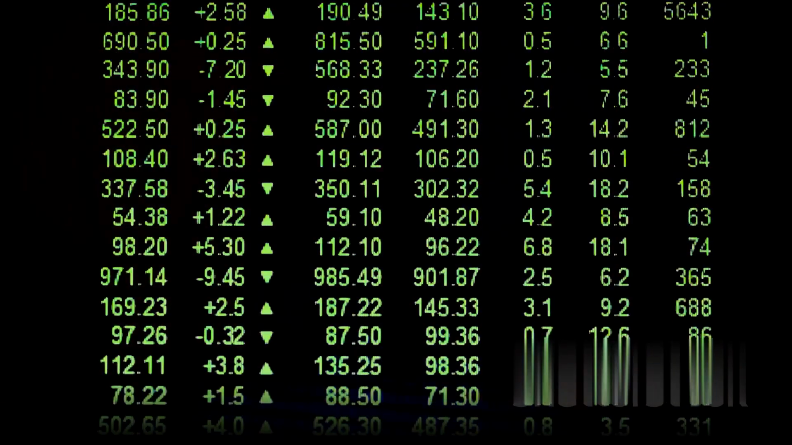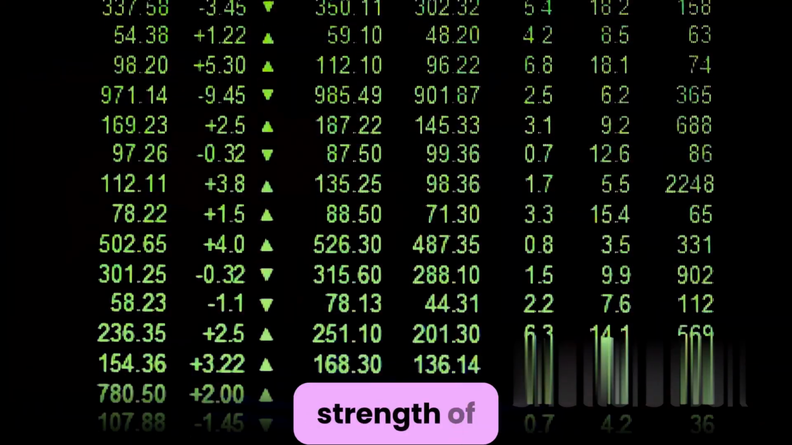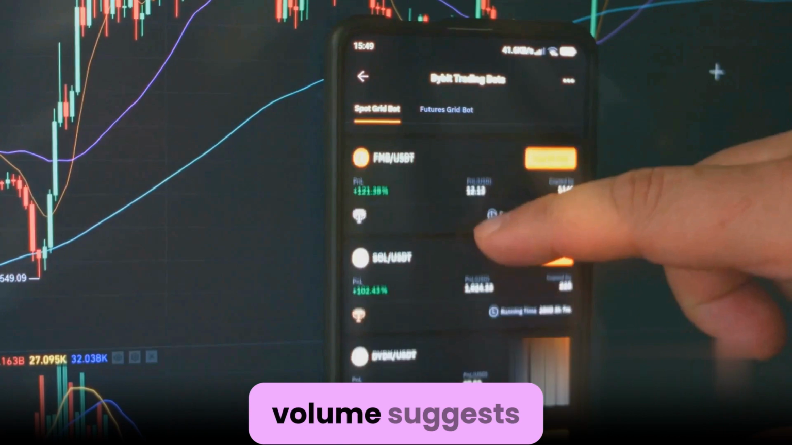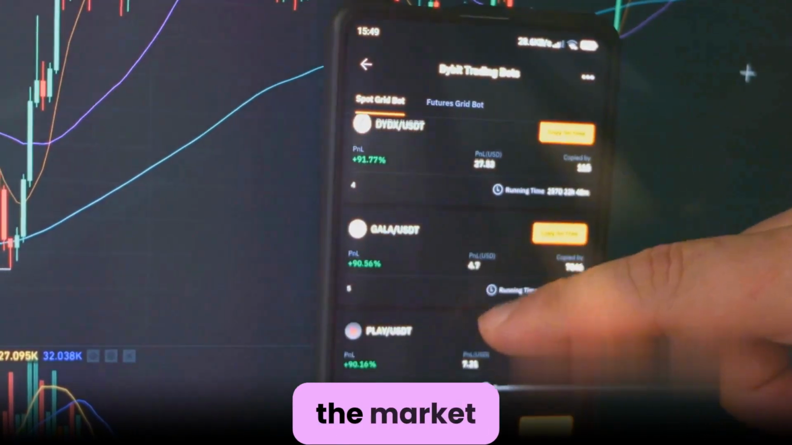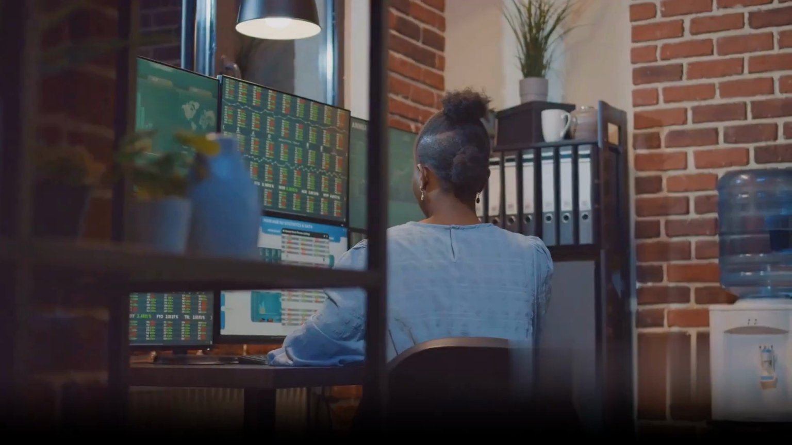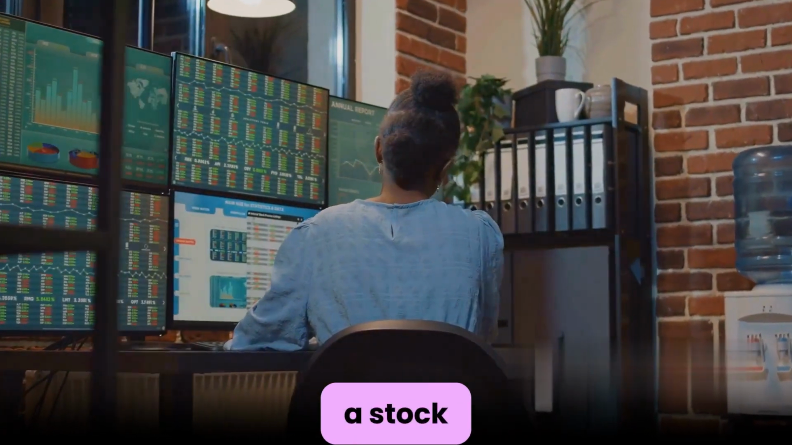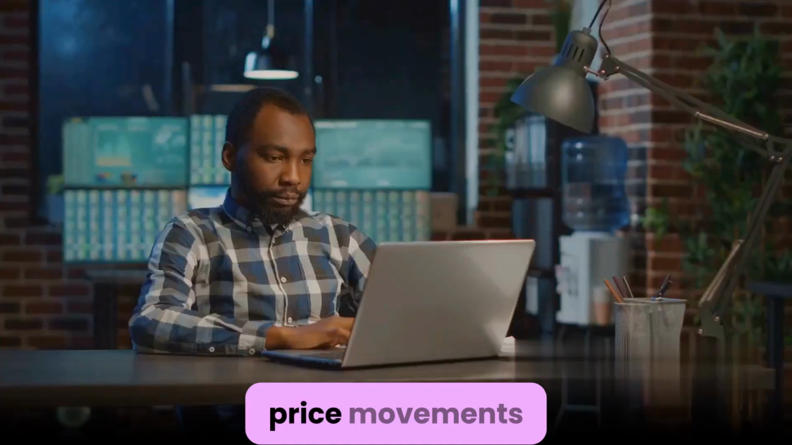You see, volume is a crucial factor here. It provides a measure of the strength of the price move. A high volume suggests that the move is supported by the market participants, increasing the likelihood that the trend will continue. As a momentum trader, you're not concerned with the intrinsic value of a stock. You're simply looking to profit from price movements.